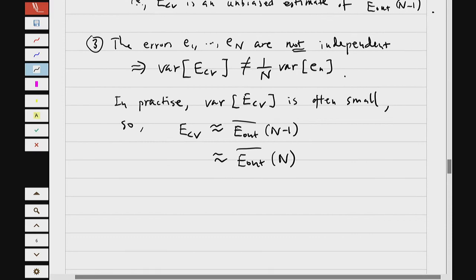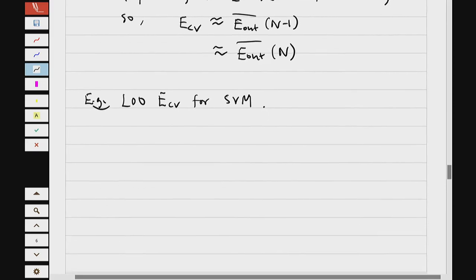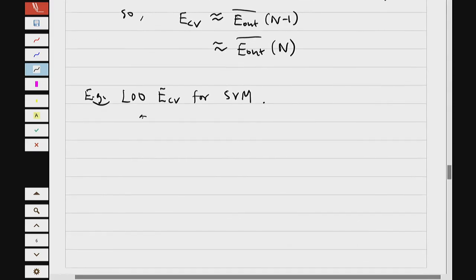So another interesting connection of cross-validation is with SVM. The leave-one-out ECV for SVM. Okay. What's so special about this leave-one-out cross-validation when we apply it to SVM?